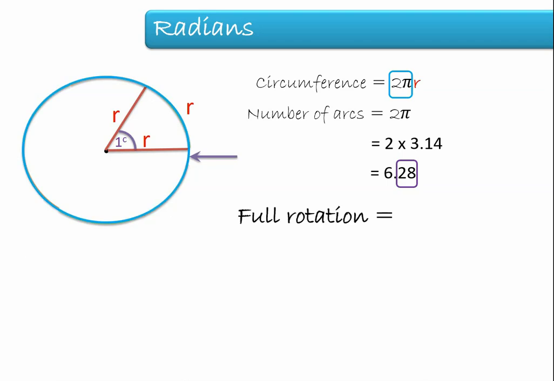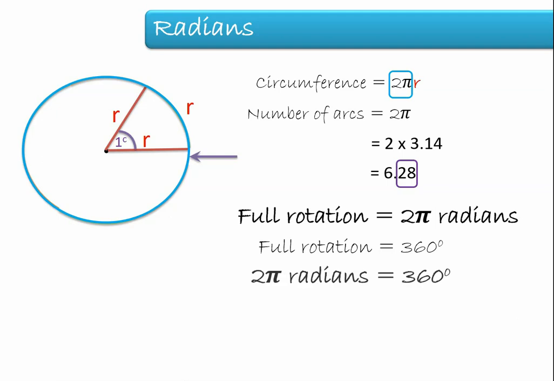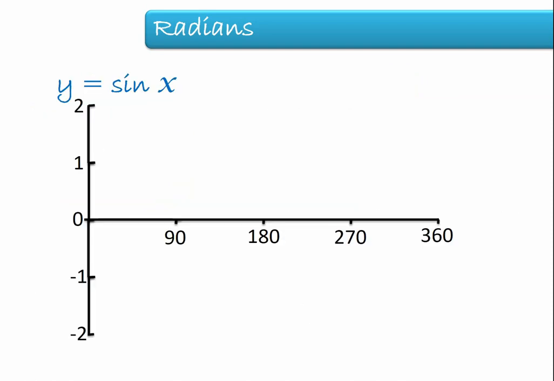So we know a full rotation in a circle is 360 degrees. And we also know that a full rotation is 2 pi radians. So we can say that 2 pi radians is equal to 360 degrees. Simple as that. And if we divide both sides by 2 pi, you can see that 1 radian is equal to 360 divided by 2 pi. So you're going to have to use that to convert between them. It's not something you often do because you're either working in radians or in degrees, but it's a skill that you should possess. Let's have a look at the graph.